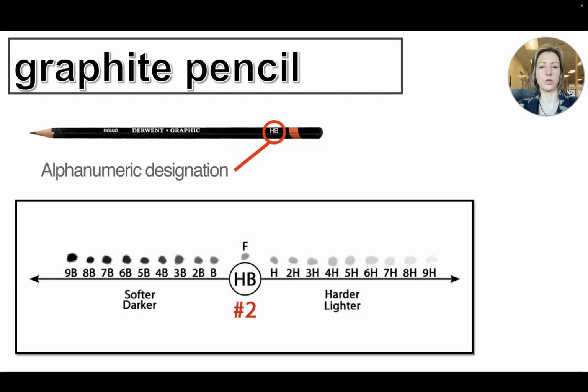So as you're drawing, you want to pick a few pencils. You don't need one of each, but maybe 1 or 2 B pencils and then maybe 1 or 2 H pencils. So you have a wide variety to choose from as you're shading.